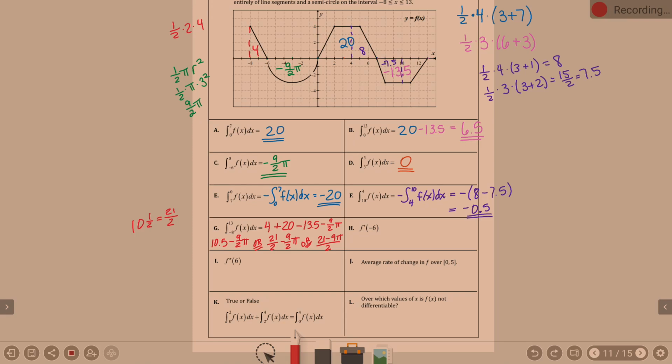Ready for H? Okay. Now, I always have to go back and, as we talk about f prime of negative 6, so what is this graph? This graph is f, yes? So you're looking at a graph of f. We're being asked the derivative of f at negative 6. So the derivative of the graph at negative 6.